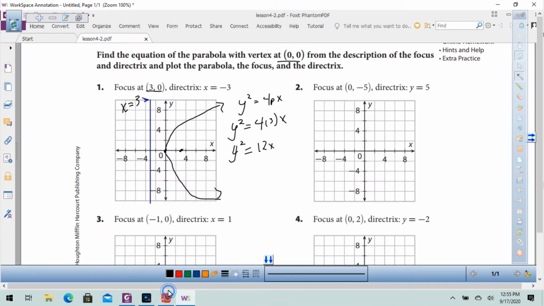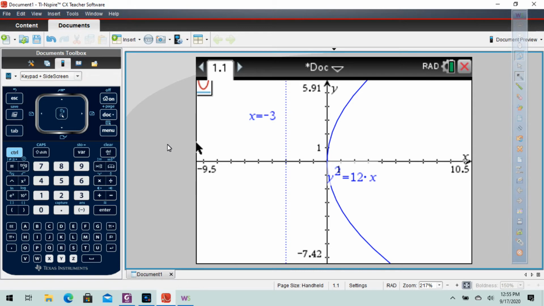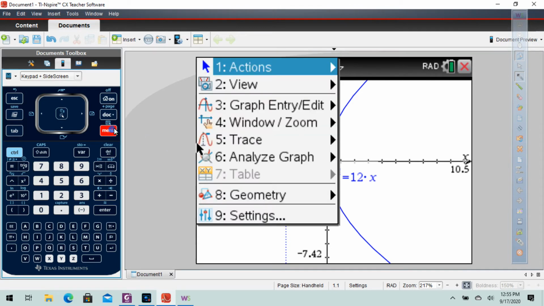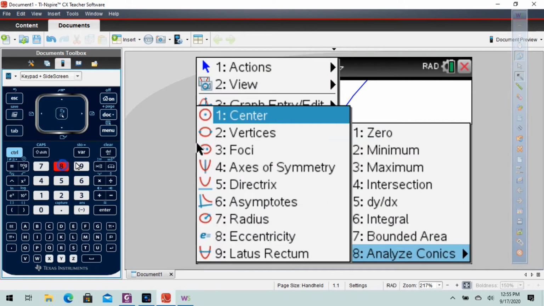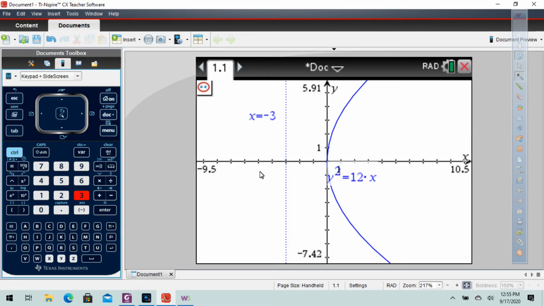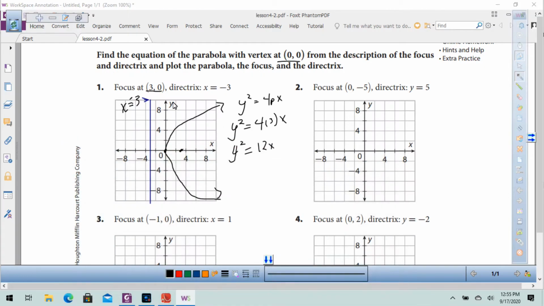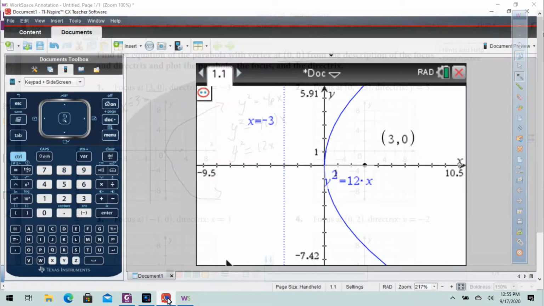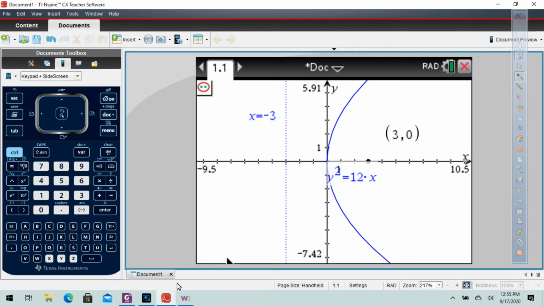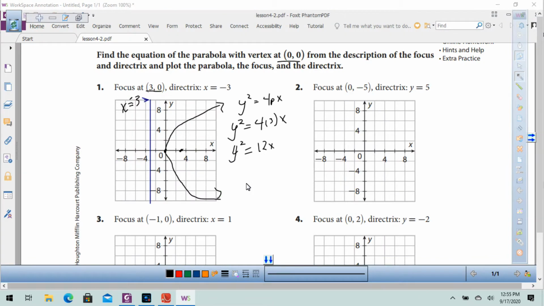And we had x equals -3 here. Let's try the focus. Menu, 6, 8, and the focus is 3. Foci is plural, focus is singular. And we got 3, 0, which is what we have. So our equation is correct. Good deal.